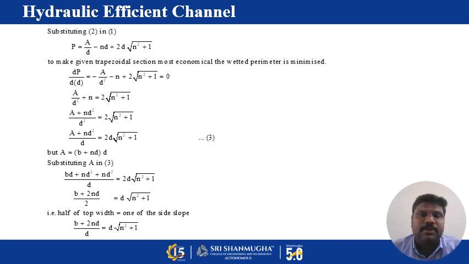That is equal to 0. When I'm equating to 0, we may get the value a plus nd square by d is equal to 2d plus 2d into square root of 1 plus n square. So we have the value of a is equal to b plus nd into d. This is the formula for area.